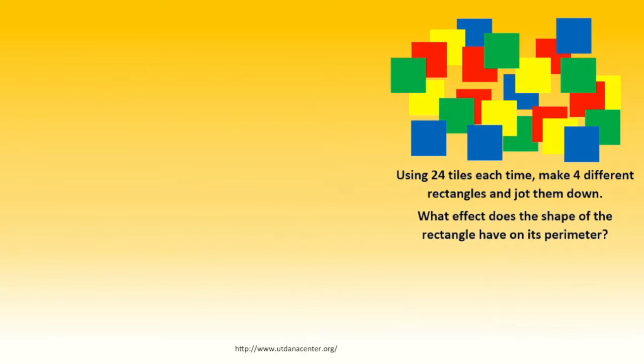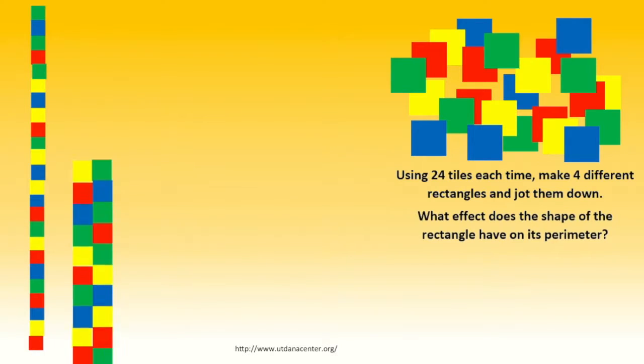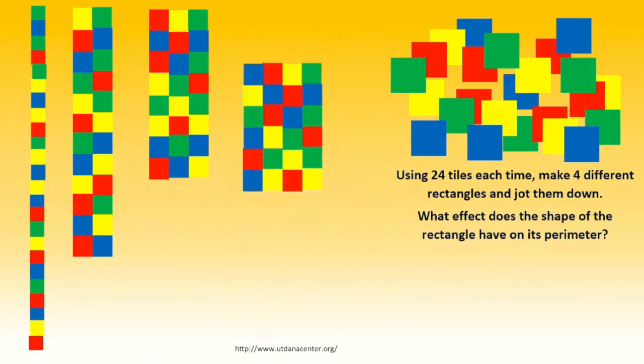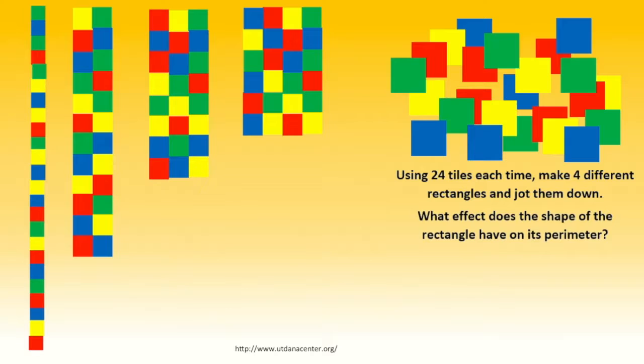In terms of rectangles, you should see the following: 24 by 1, 12 by 2, 8 by 3, and 6 by 4. Some students will suggest that the 24 by 1 rectangle is different than the 1 by 24 rectangle. In the case of this Math Fix, there is no discernible difference. Next, they'll calculate the perimeter of each rectangle with an area of 24 square units or inches.